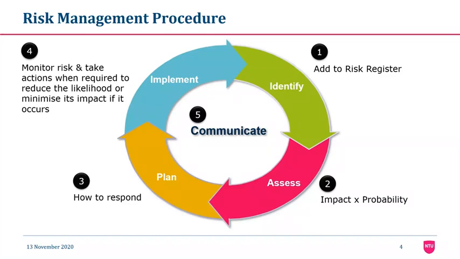The risk management procedure is a set of 5 steps of identifying, assessing, planning, implementing the plan, and finally communicating. The first 4 steps are sequential, while communication will always be done to let stakeholders know what is going on and to get continual feedback during the process.